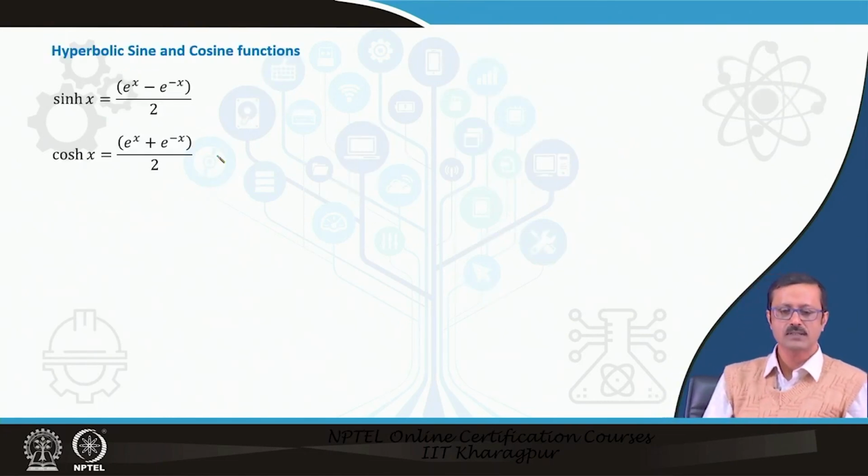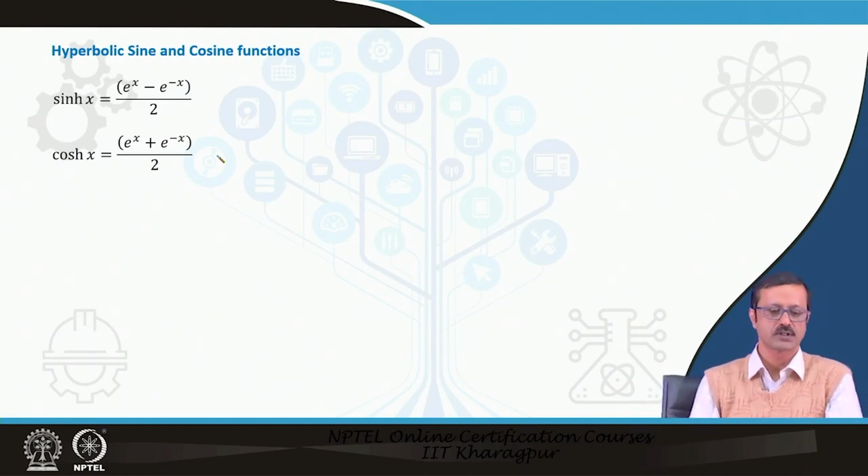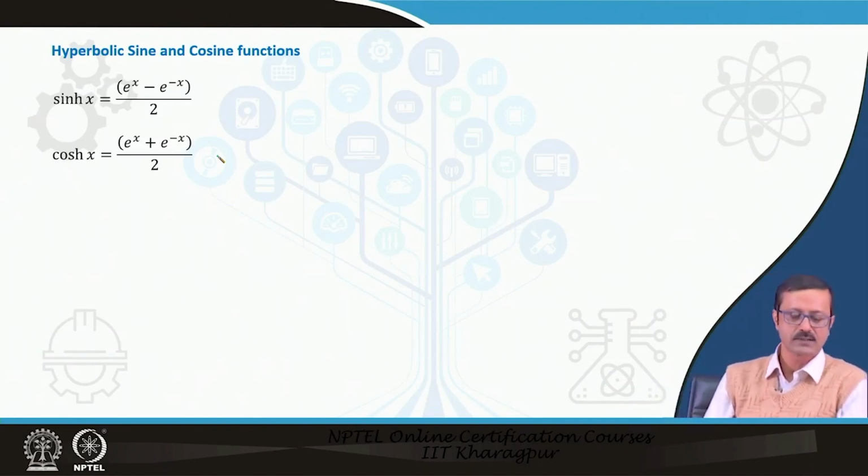Now, the hyperbolic sine and cosine functions can be given with these two formulas, with exponential x plus or minus exponential minus x.